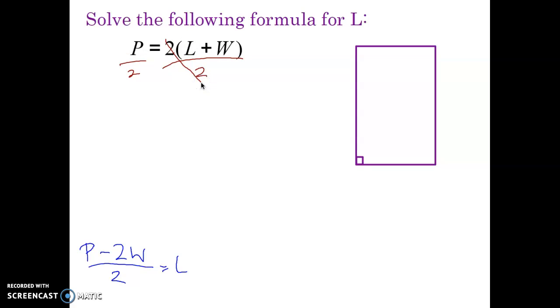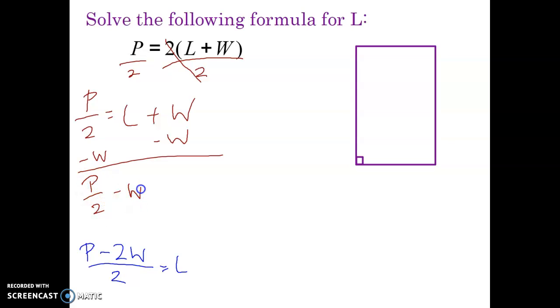Now, the reason I don't recommend this method is because sometimes people get confused about exactly what they should divide by 2, and they end up dividing by 2 too many times. But that 2 on the outside goes with the whole side, so just dividing by 2 one time is sufficient. So I'm going to get P over 2 equals L plus W. All right, remember my goal is to get L by itself, so I'll subtract W from both sides. And what I'm left with is P over 2 minus W equals L. All right, I have solved for L. I have completed the problem.